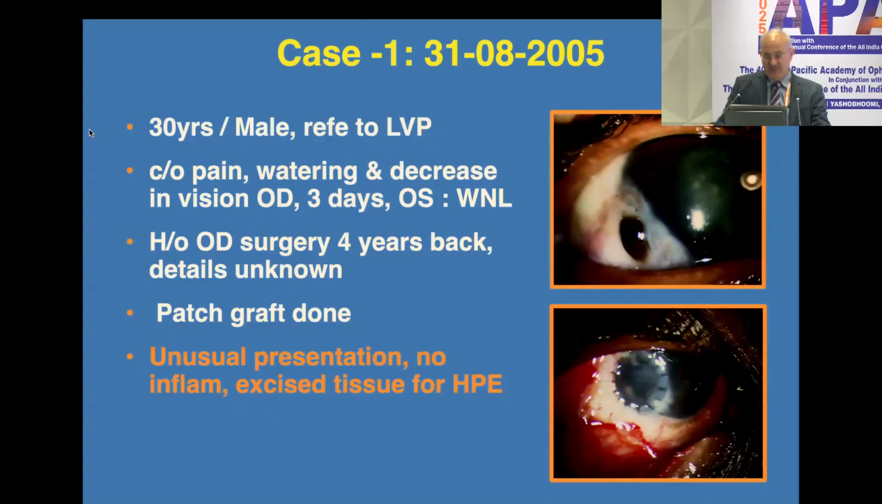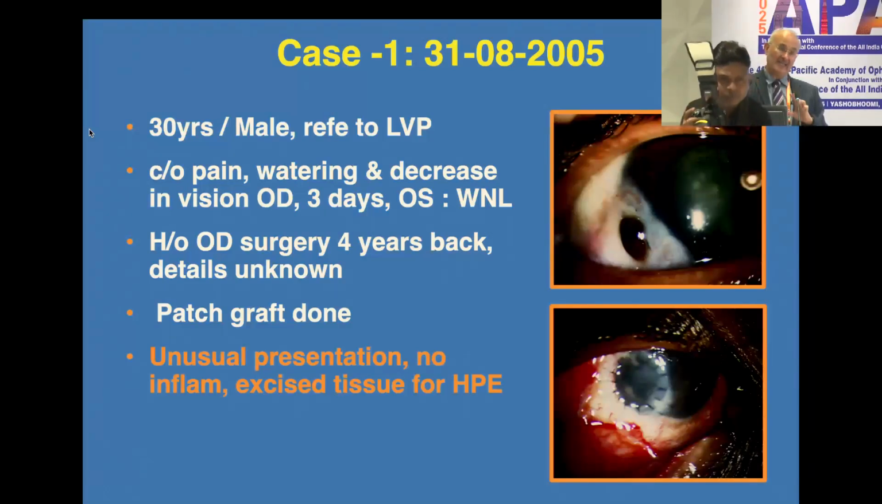This is a very interesting case. I was called to see in the emergency clinic in LVP in 2005, and in my usual style, I said, "this is a perforation, it needs surgery." But can you see what is remarkable about it? Anyone wants to say anything? Again, there is no inflammation, there is no redness, right? If there is a perforation, why is there no ulceration, no redness, no congestion? Very unusual. The patient did not have pain either.